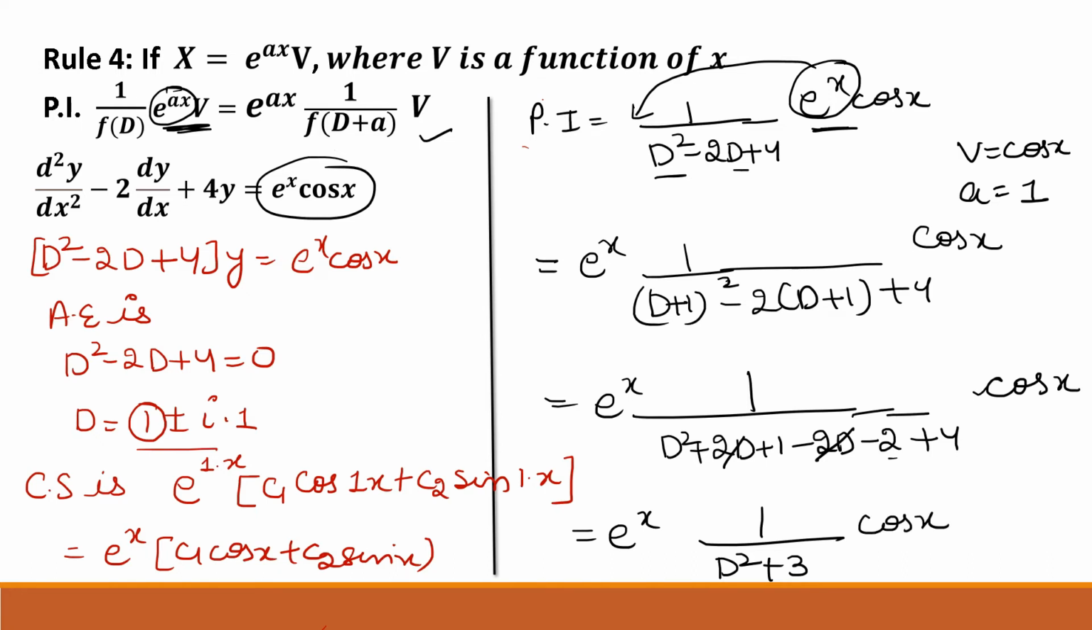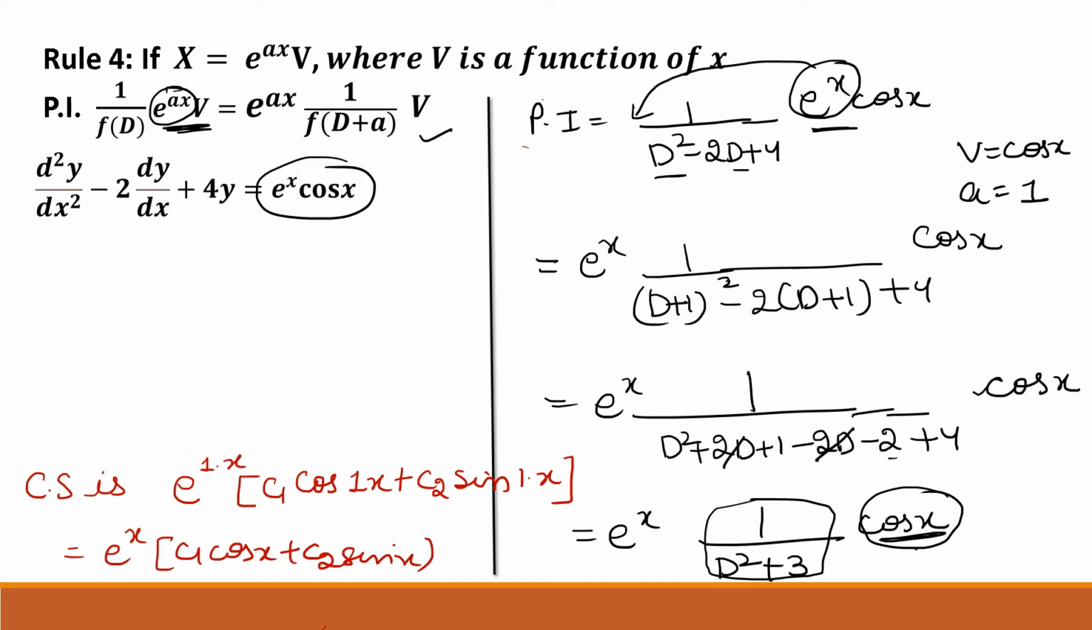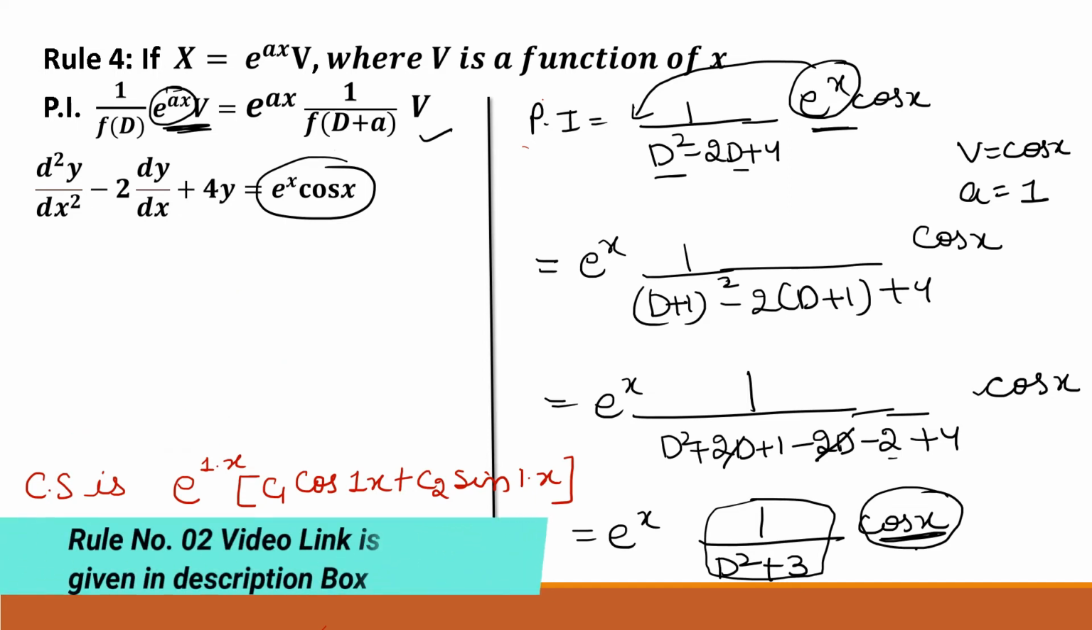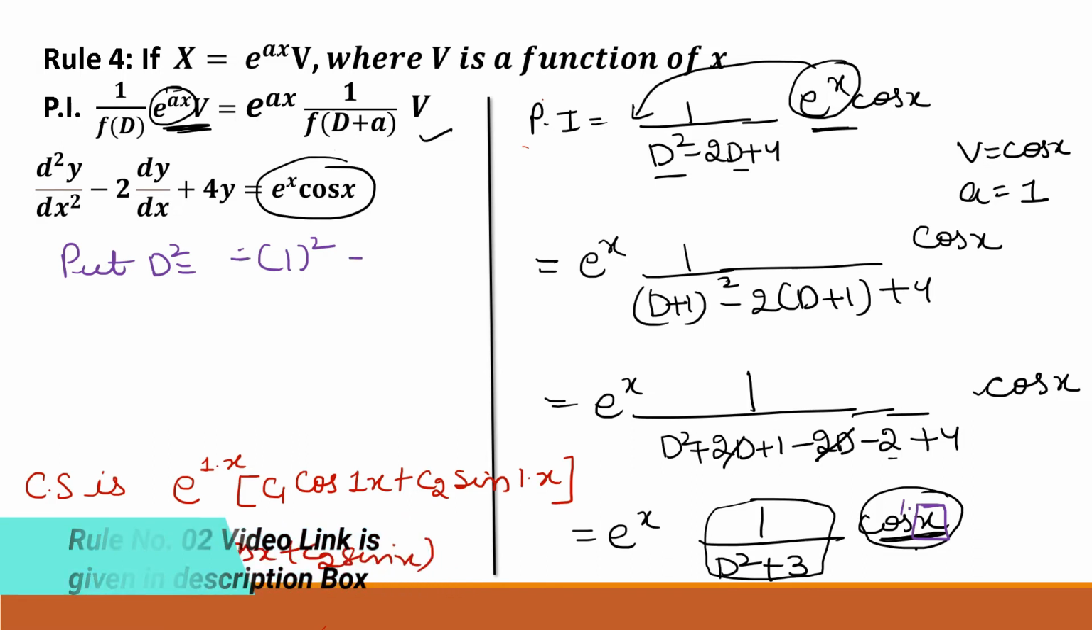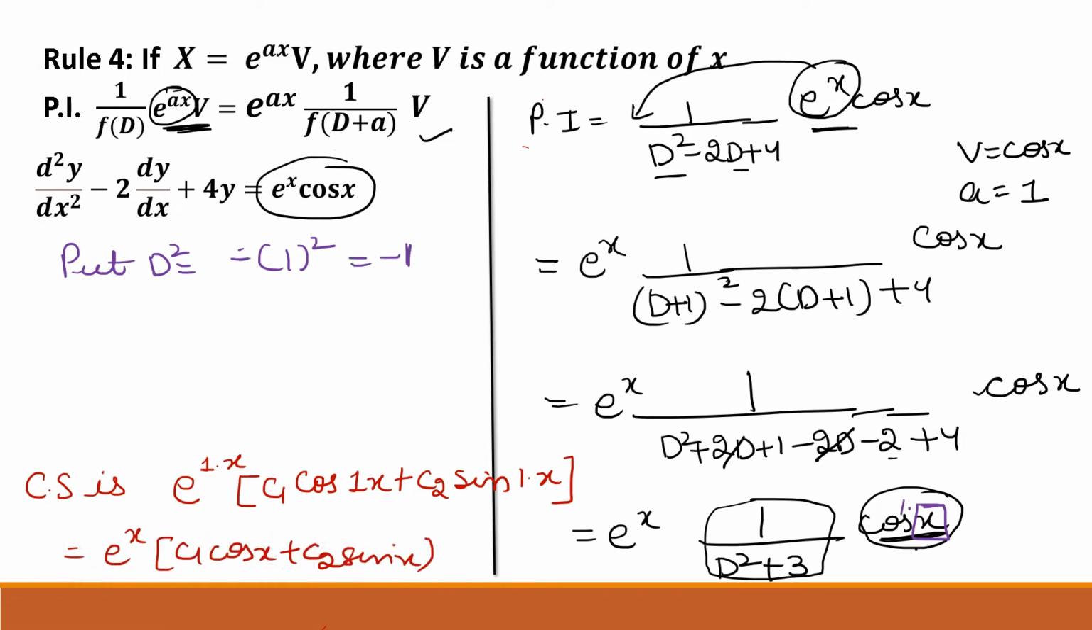Now this operator will be operated over this. If you have cos ax or sin ax here, what do we do in that case? By applying rule number 2, we put D square equal to what? What is a now? a is the coefficient of x, and here the coefficient of x is 1. So here we need to put negative 1 square, that means minus 1. So put D square equals minus 1 here.